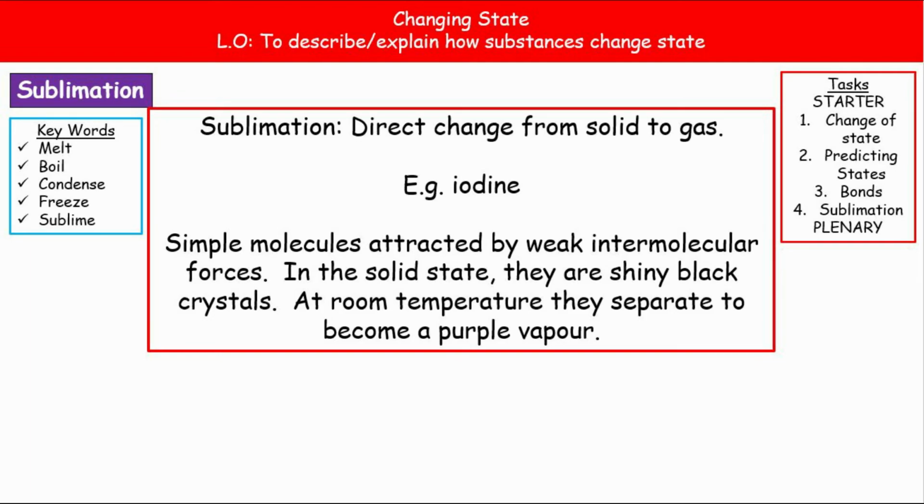Now, iodine is made up of these simple molecules, and simple molecules, their particles are attracted by weak intermolecular forces. When they're in their solid state, they're these shiny black crystals, but at room temperature, then they actually get separated because those weak intermolecular forces are overcome and it changes from the solid straight into a gas, and it's a purple vapor you then see within your container. So sublimation is the direct change from a solid to a gas, and normally we'd see this in the lab with some iodine.